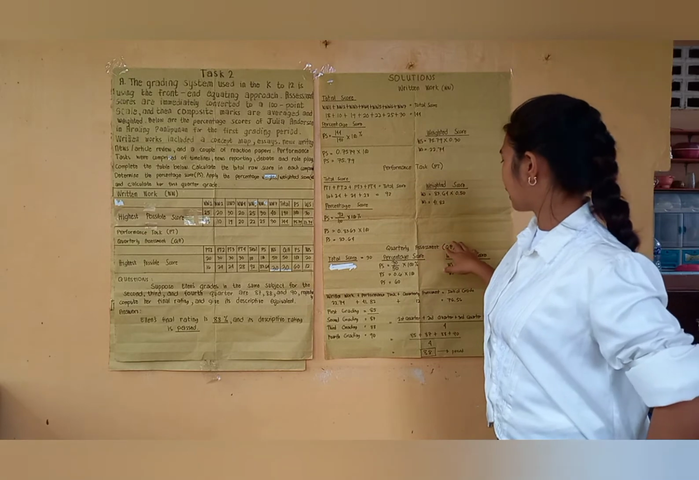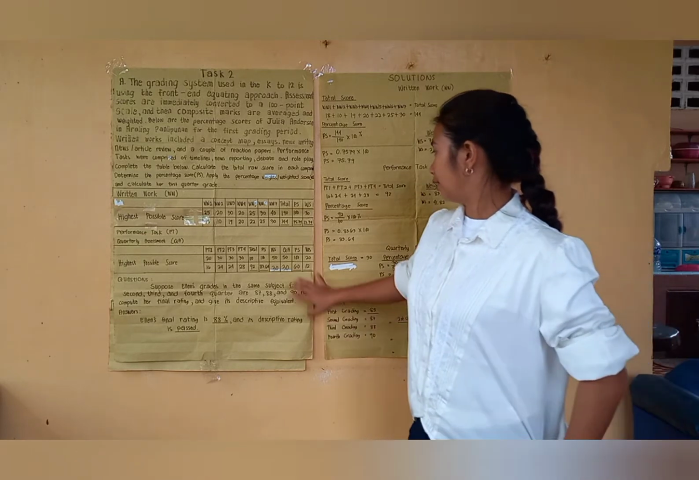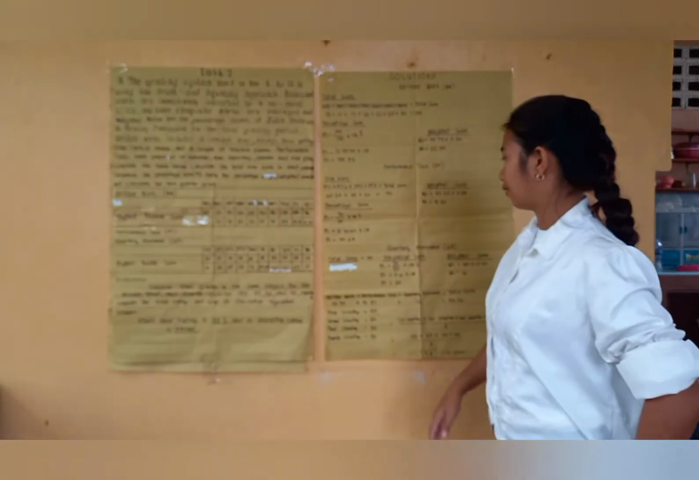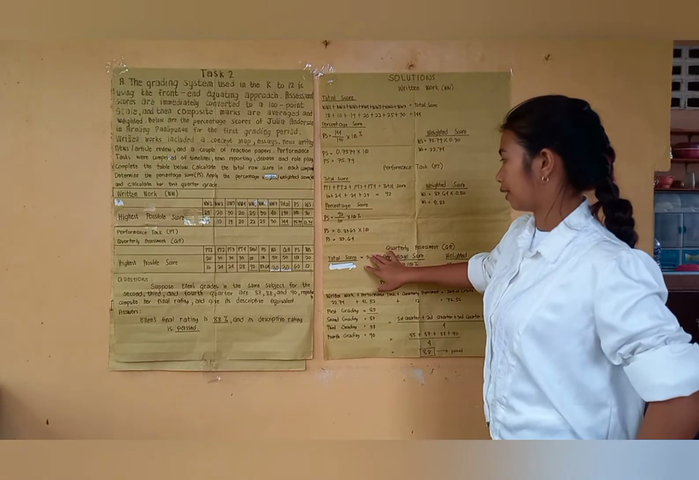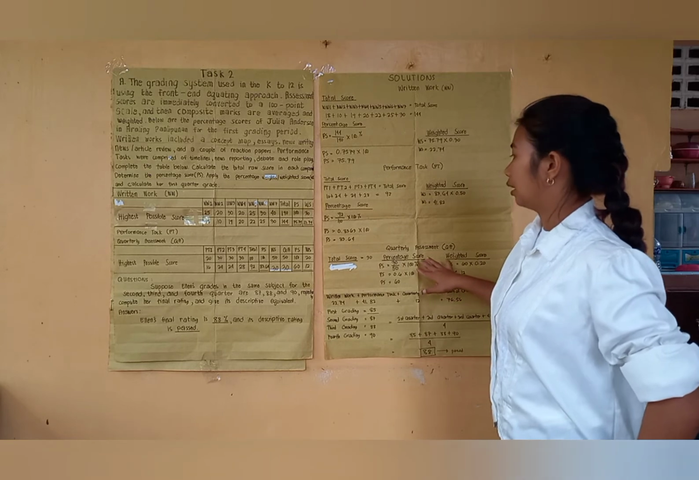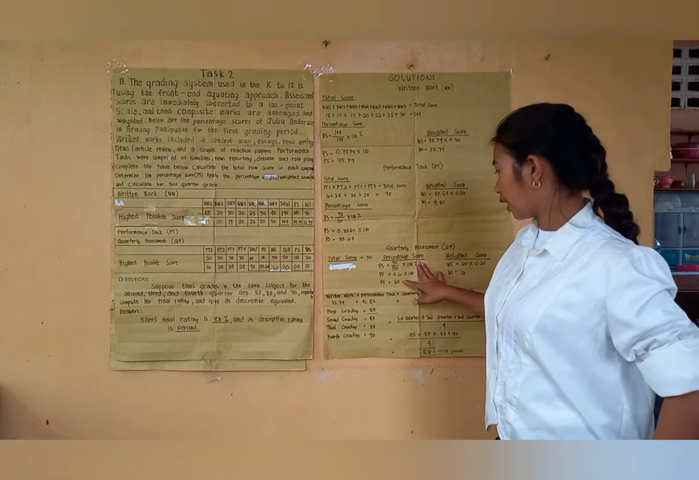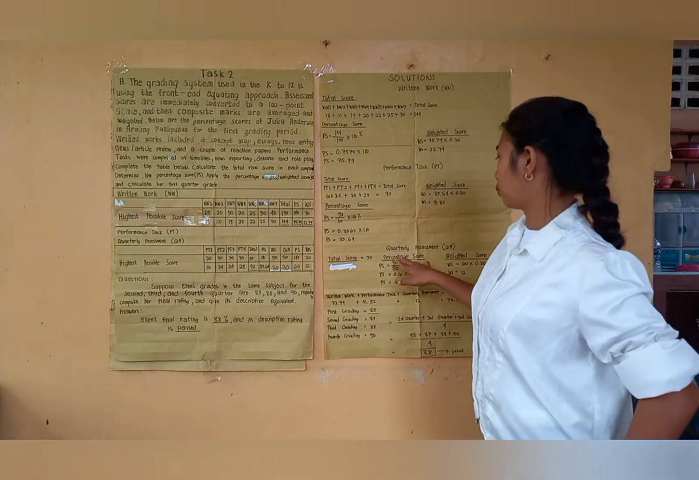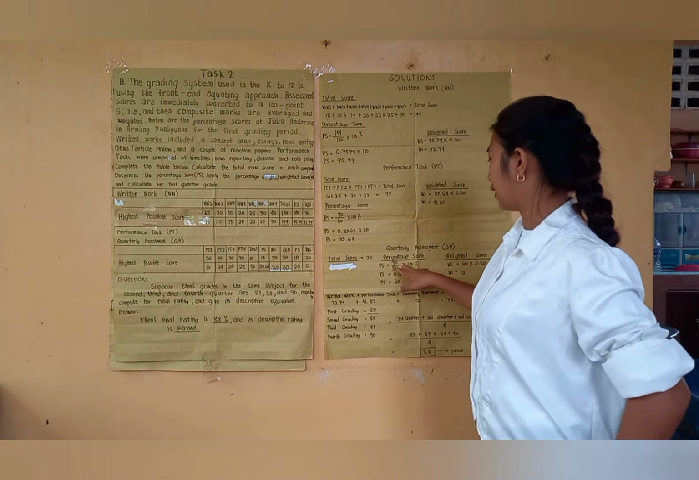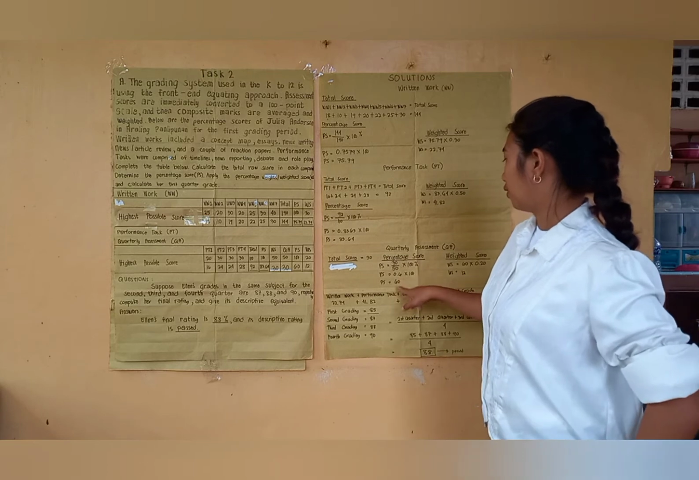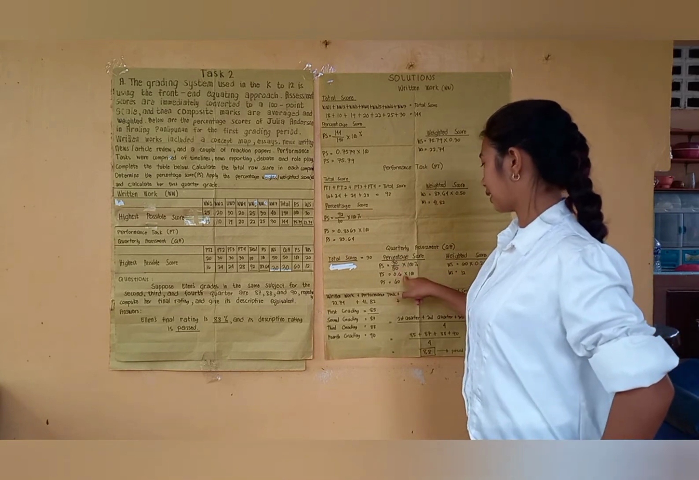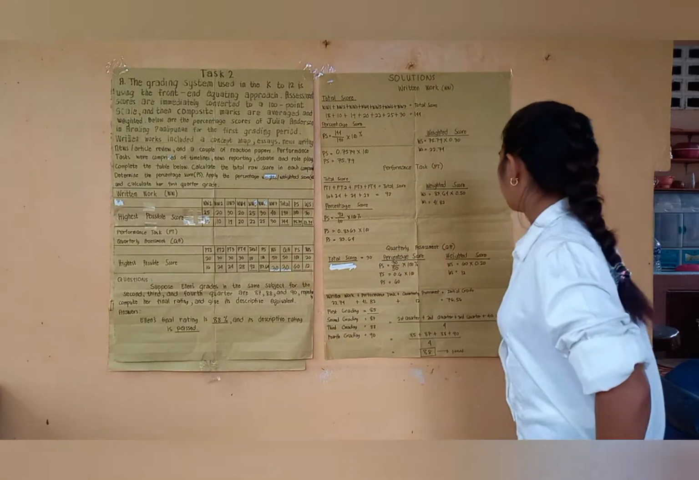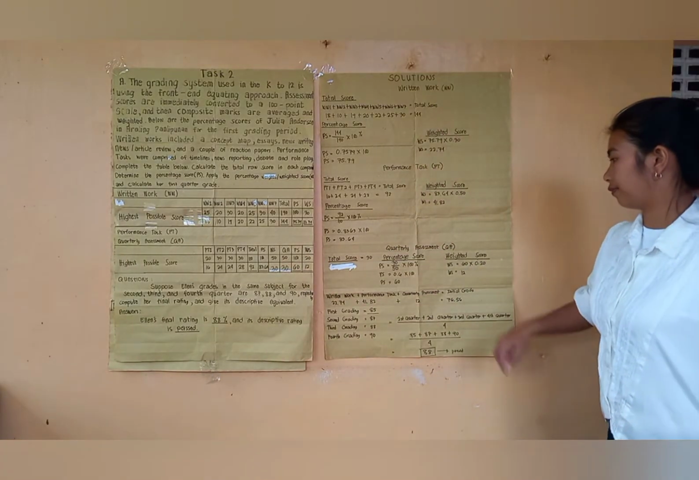In quarterly assessment, the total score of quarterly assessment is already given. It's 30. And the percentage score is 60. Here, 60, because we divide 30 divided by 50 times 100. 30 divided by 50 is 0.6 times 100 equals 60. So our percentage score is 60. The weighted score is 12.